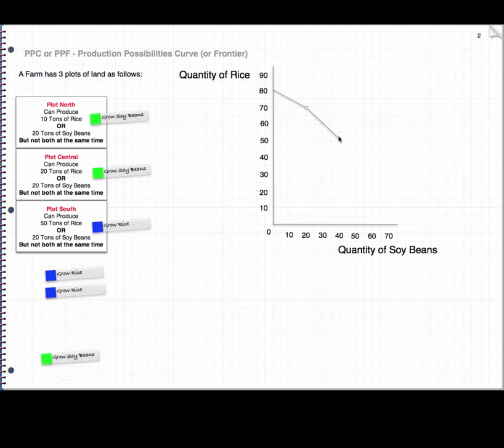So what's left is, now we have 50 tons of rice being produced by plot south and 40 tons of soybeans produced by the plot north and the plot central. So now, if we want to grow all soybeans, we need another 20 tons. We only have one to pick from, so now we have to give up 50 tons of rice to get the same 20 tons of soybeans. And so therefore, the plot will look like this.